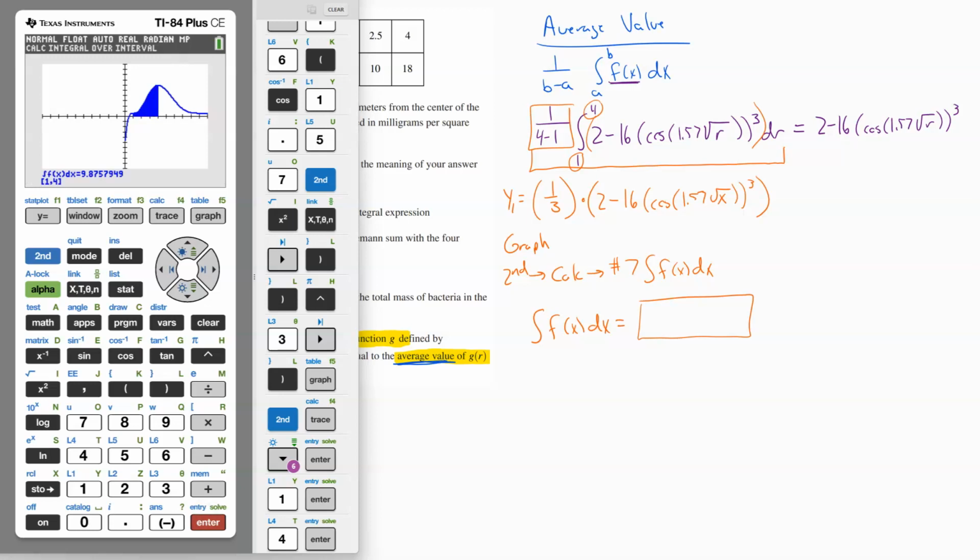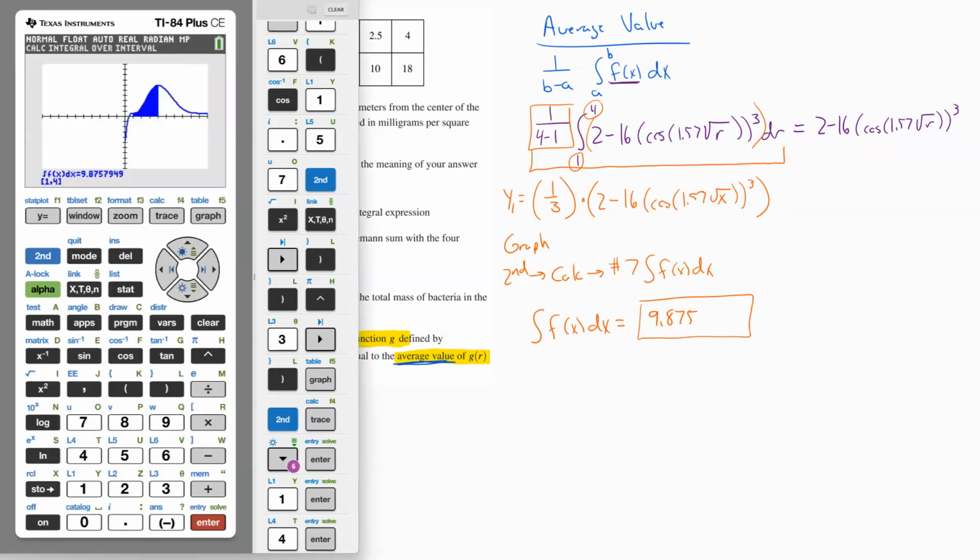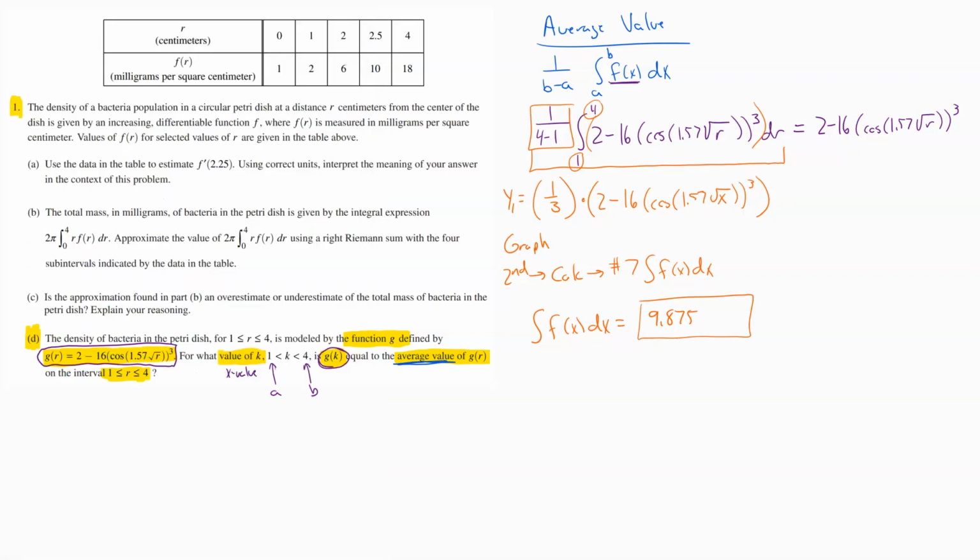And out of there at the bottom of the screen, you can now see that it says integral of f of x dx, and it gives us our answer. Before you get to the final answer, usually on these AP calc tests, you want to keep everything to about 6 decimal places. It's crazy, but it will keep you safe. So we're looking at 9.875795.